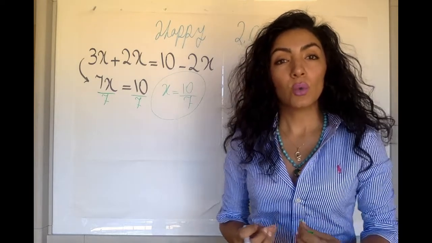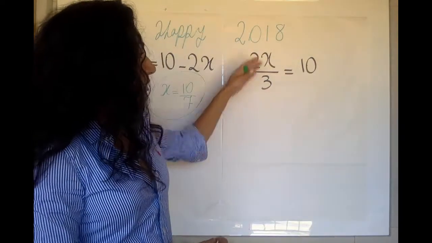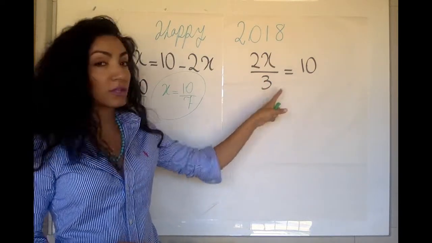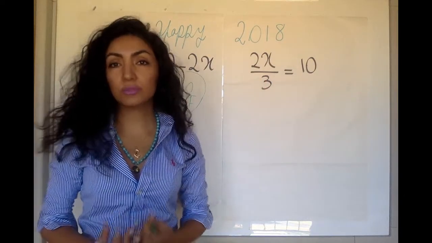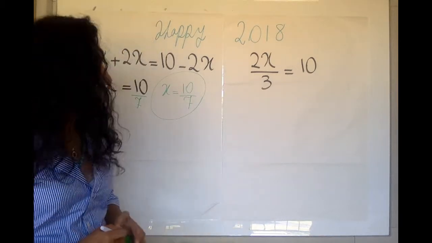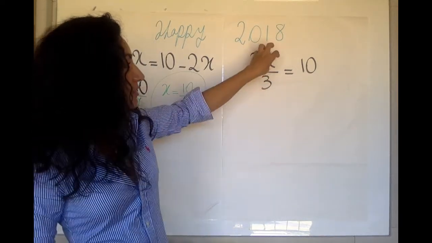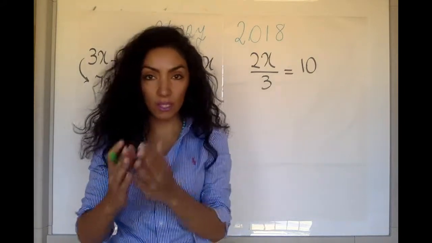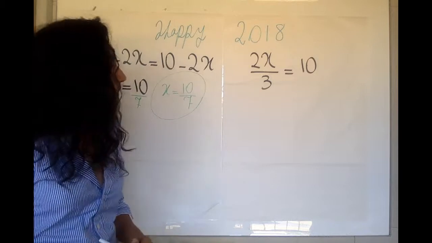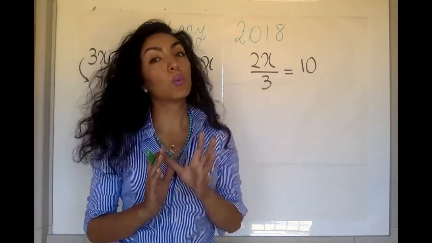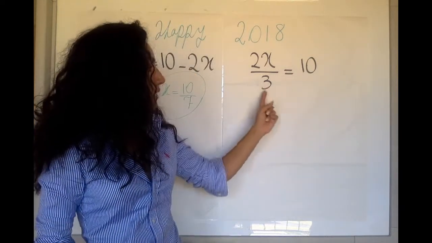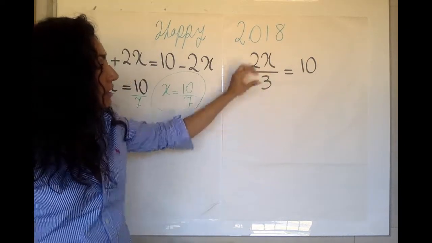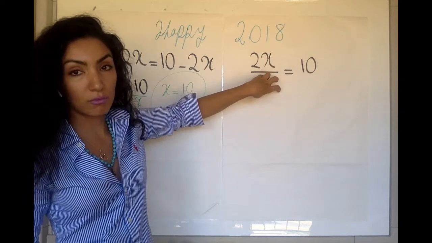But now, what if the question itself is a division question, like this? 2x divided by 3 equal to 10. What do we do? Well, let's see. Have a look. We want to have this x isolated, right? Because we want to get x equals something. So the first thing that we want to get rid of is this 3, not this 2. First thing is this 3. So this has been divided by 3.